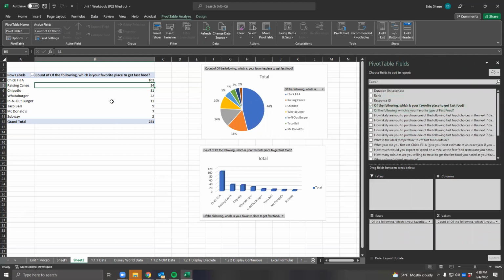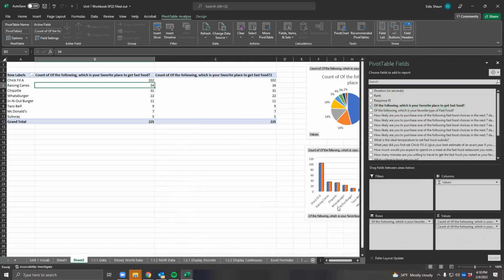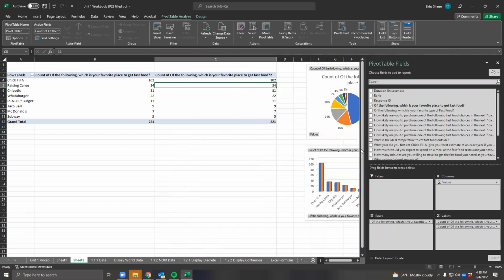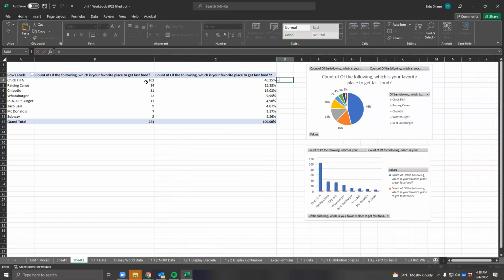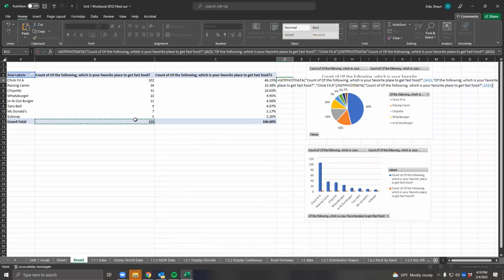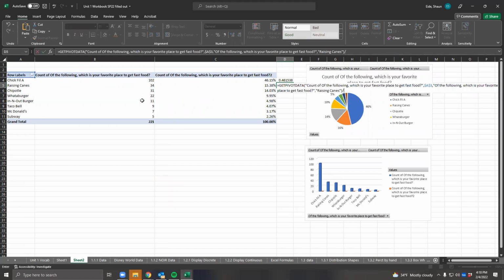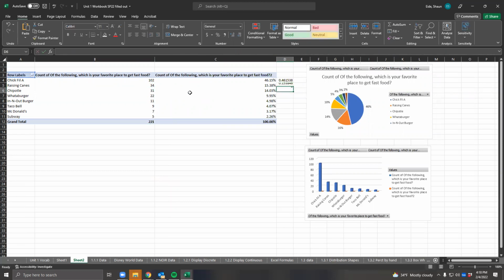I want to make a relative frequency distribution. Then you'd come right here, and instead of count, show values as percent of the grand total. Now this right here makes it into a relative frequency distribution. It's the same thing as if you were to do equals 102 divided by 221, okay? Equals 34 divided by the total, and so on and so forth, going all the way down, okay? So that's a relative frequency distribution, and that is all showing up right there.